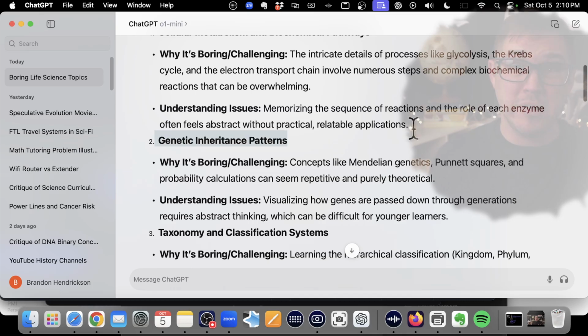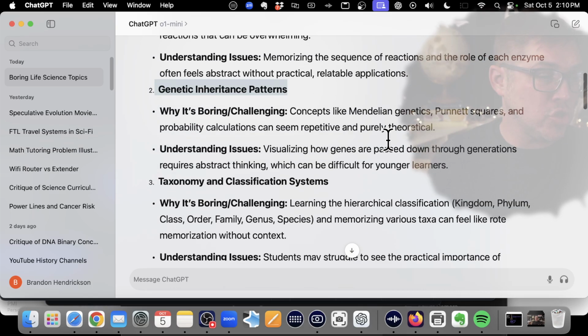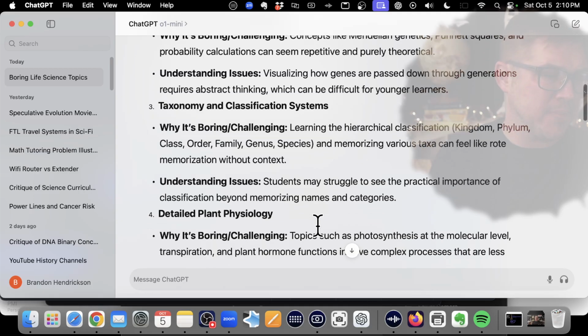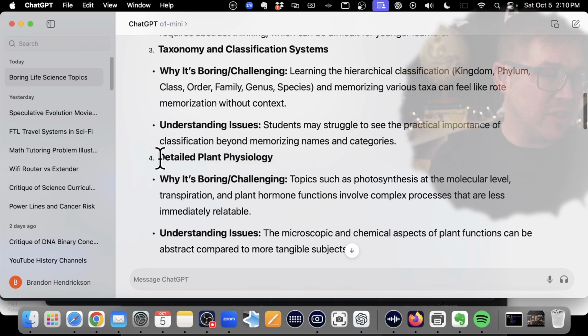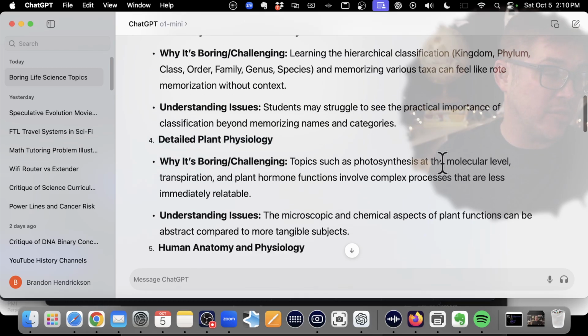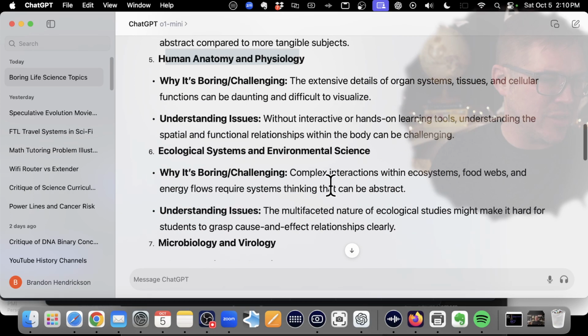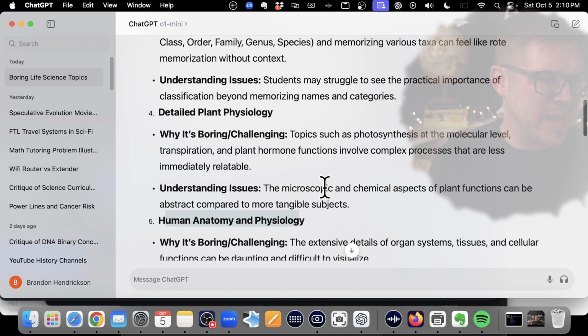Genetic inheritance patterns, we'll call this number 2. We'll just go ahead and vote for one of these, so go ahead and type in 1 or 2 or... we're going to do taxonomy or classification systems, 3. So kingdom, phylum, class, order, family, genus, species. You know what? I have some thoughts on this one too, so that might be kind of fun. Detailed plant physiology. I got in a fight about this actually online yesterday, so that could be fun too. And then human anatomy. Let's not do human anatomy and physiology. Let's keep this first 4.